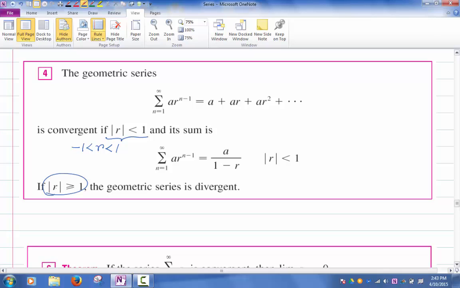Zach, did you take theory of interest? You might be seeing the geometric series there.